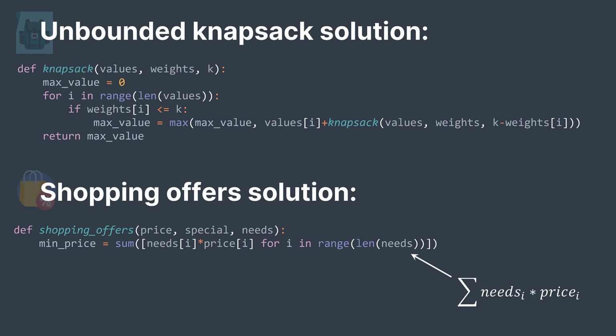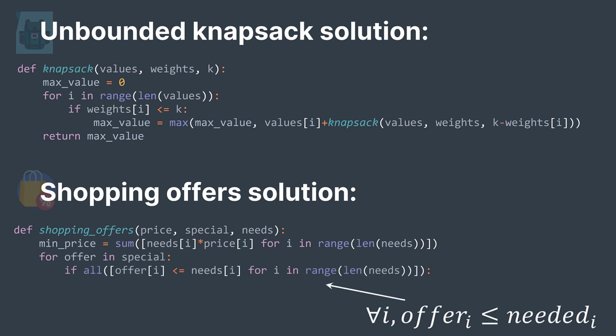Now we start trying possible offers. For each offer, we first check if it's possible to take it. Remember that we cannot take an offer if it makes us buy items more than what we need. So an offer can be taken if the amount of each item I in it doesn't exceed the amount we still need of the item I. In other words, for each item I, offer of I must be smaller than or equal to needs of I.